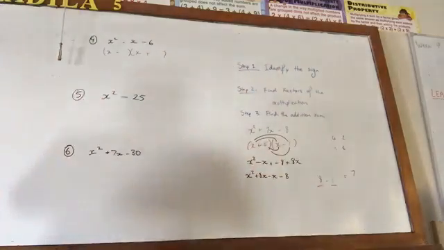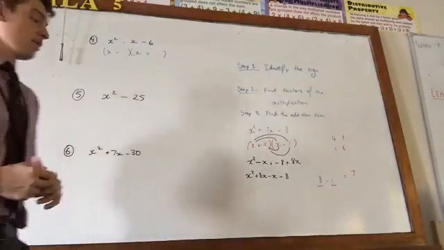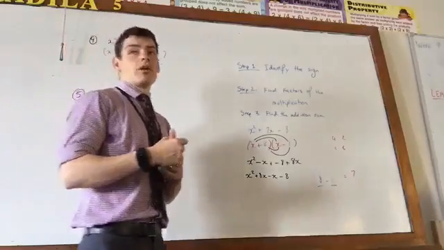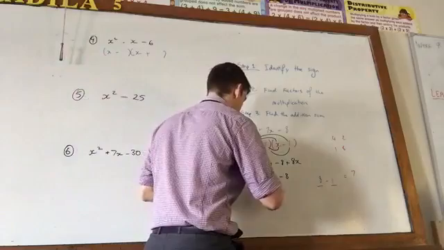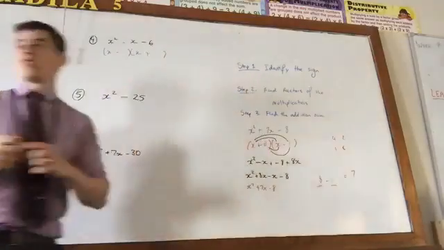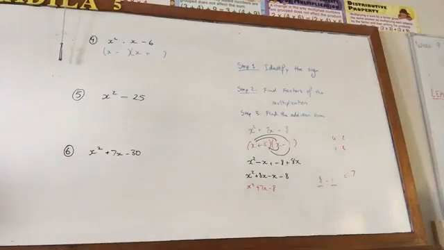What should I do now? Do the 8x minus x. Yep, so I collect like terms with the 8x minus x, and I get x squared plus 7x minus 8. Does that look like something I've seen before? What have I just done? I've just reversed it to check whether my answer's correct.